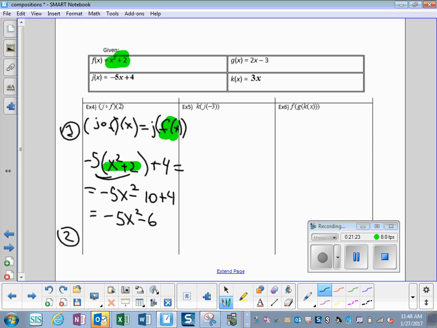Can you do it the other way? You can just put 2 inside. Yeah, yes, you can do that. Yeah, you can.